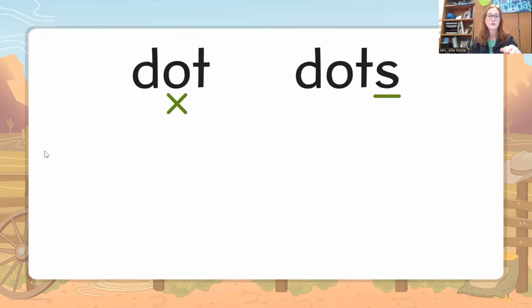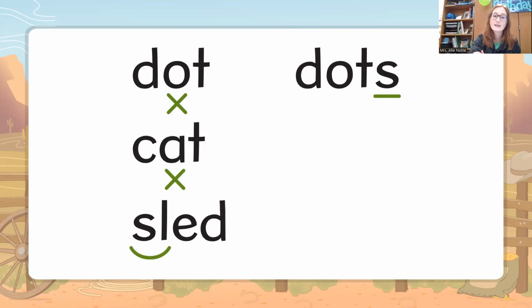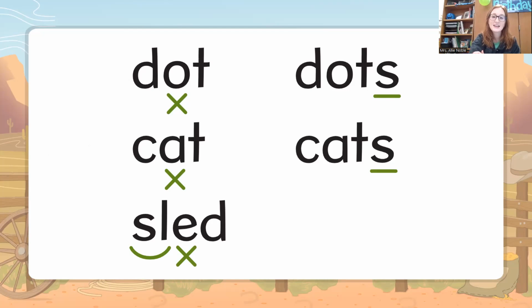Ready? Cat. Cat is one syllable. Let's mark the vowel. A is the vowel for cat. Now let's turn cat into more than one. The plural of cat is cats. We add the S and underline the S to show it is plural.